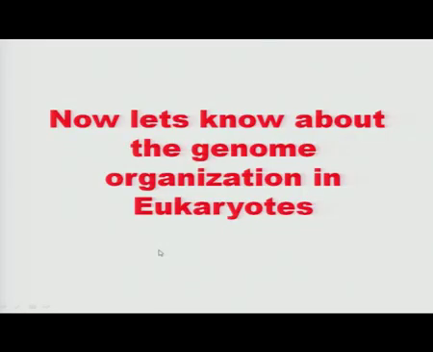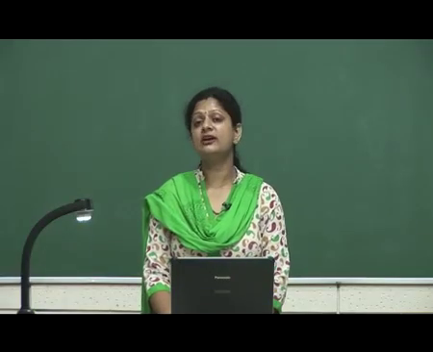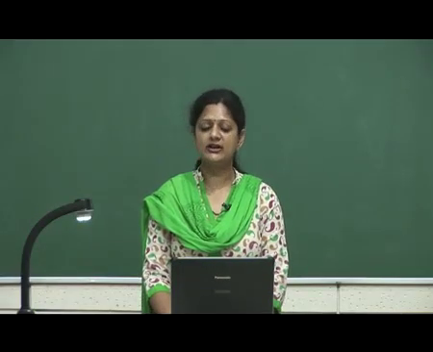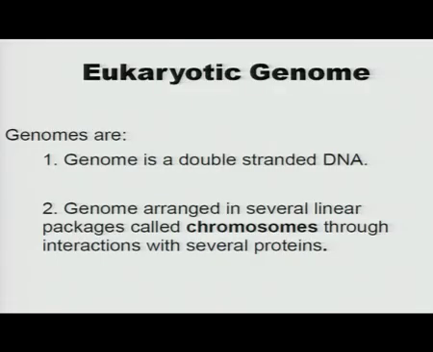Now let us know how the genome of eukaryotic cells is organized inside the nucleus of the eukaryotic cell. If we talk about the eukaryotic genome, the genome is double stranded DNA. Our genome is double stranded in nature, and the genome is arranged in linear structures called chromosomes. In all eukaryotic living organisms, the genome is linear, it is not circular as in the bacterial cell.